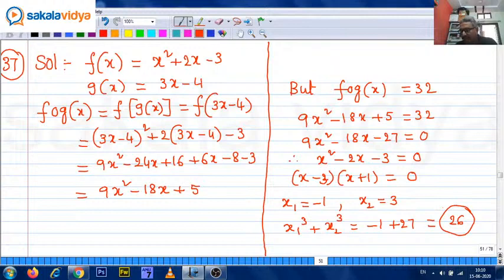You can take 3x minus 4 equal to t, but you need to write x in terms of t. That's the problem.